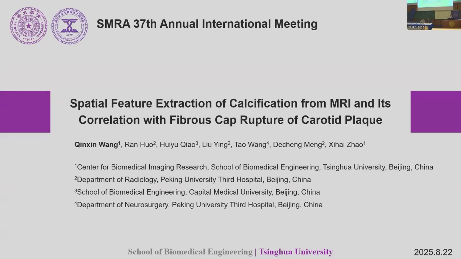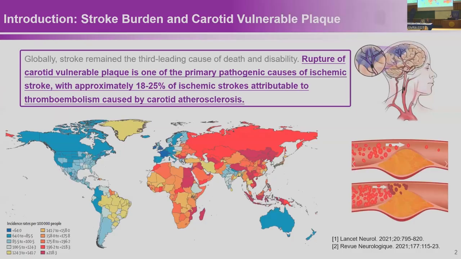Hello, everyone. My name is Qinshin Wang, and the topic of my talk today is spatial feature extraction of calcification from MRI and its correlation with fibrous cap rupture of carotid plaque. First, I'm going to introduce the background of this research. Globally, stroke remains the third leading cause of death and disability, and rupture of carotid vulnerable plaque is one of the primary causes of ischemic stroke.